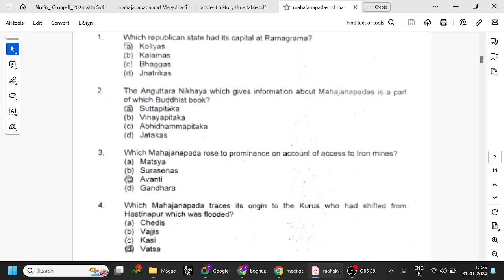So Sutta Pitaka came first, Vinaya Pitaka came second, Abhidhamma Pitaka is the last. That is also sometimes asked. The Anguttara Nikaya, which mentions the 16 Mahajanapadas, is part of the Sutta Pitaka. Remember that.